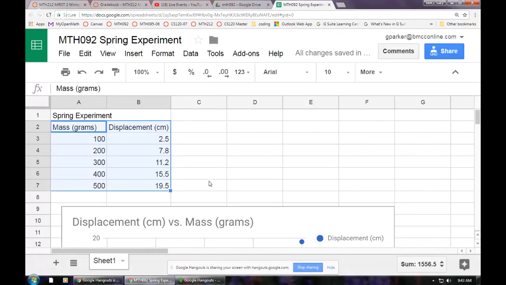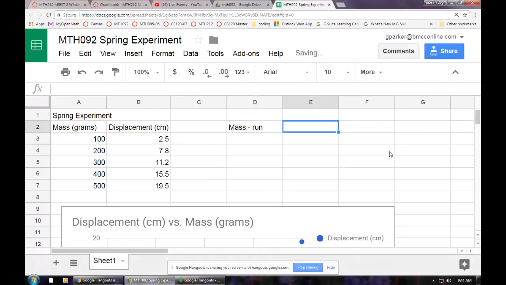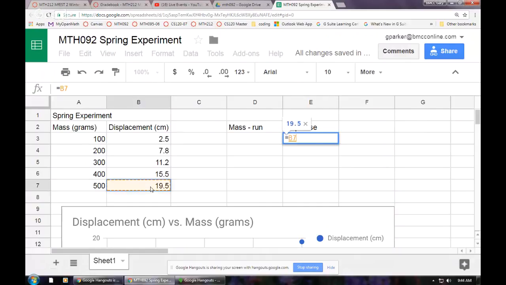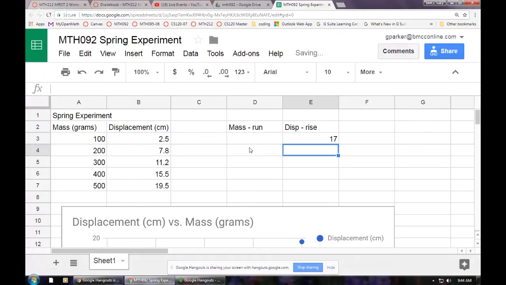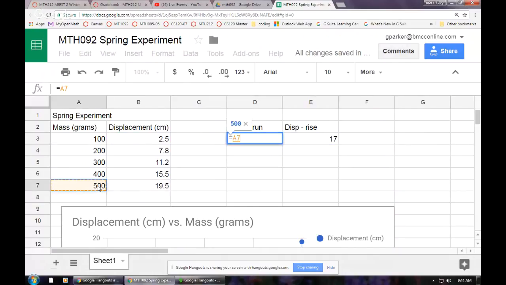So we need to find the rise and the run. And so the rise, that's going to come from the displacement. The run is going to come from the mass. So we have the mass run. We have the displacement rise. And so I want to just find the difference between the last point here and the first one. So that gives me a rise of 17 and a run, 500 grams to 100 grams.